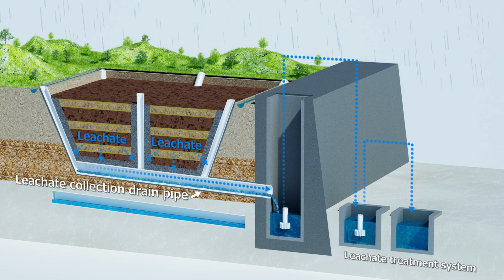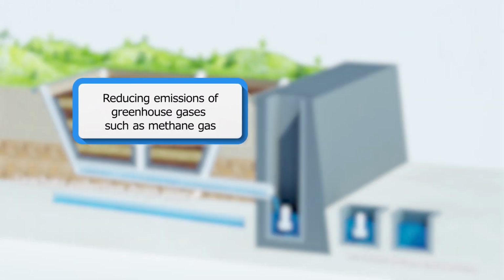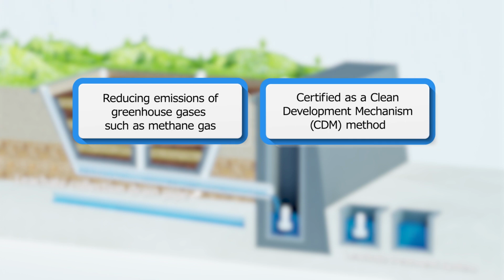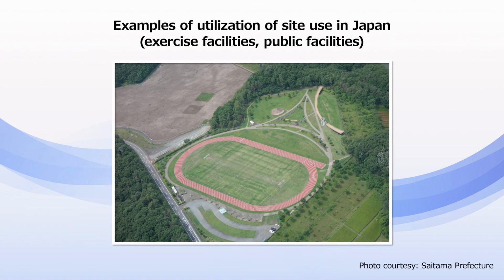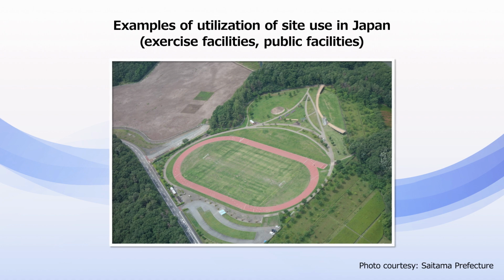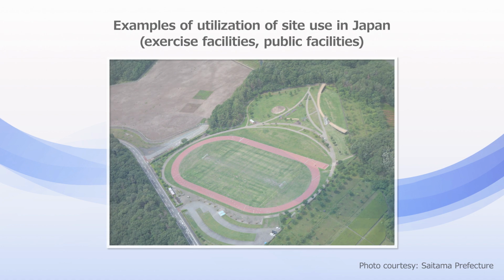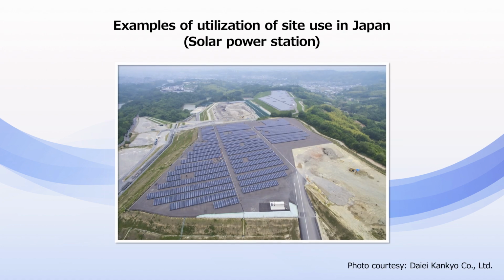This Fukuoka method has been highly evaluated internationally and is a technology that reduces emissions of greenhouse gases such as methane gas, as specified by the United Nations Framework Convention on Climate Change, UNFCCC. It is also recognized as a method of Clean Development Mechanism, CDM. In Japan, the sites of stabilized final disposal sites are used for green spaces, public facilities including sports facilities and multi-purpose plazas, and sites for solar power plants.